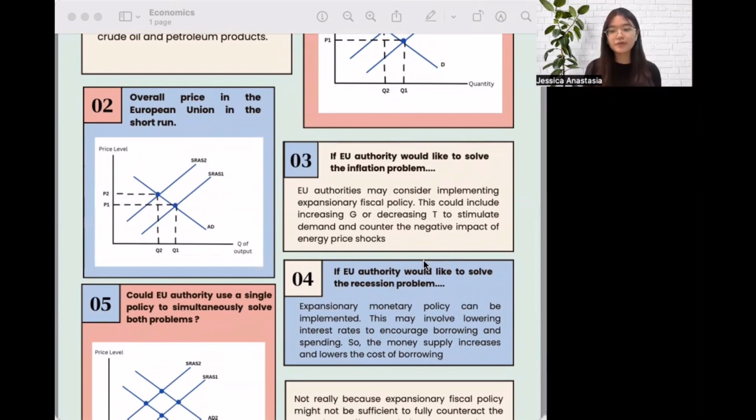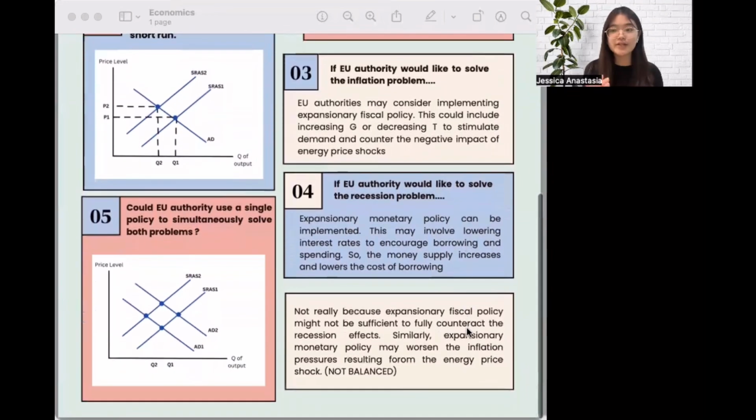This could involve increasing government spending or reducing taxes to stimulate demand and counteract the negative effect of the energy price shock. By boosting consumer and business spending, expansionary fiscal policy can help to mitigate the inflationary pressure caused by the higher energy price. And how about to solve the recession problem?